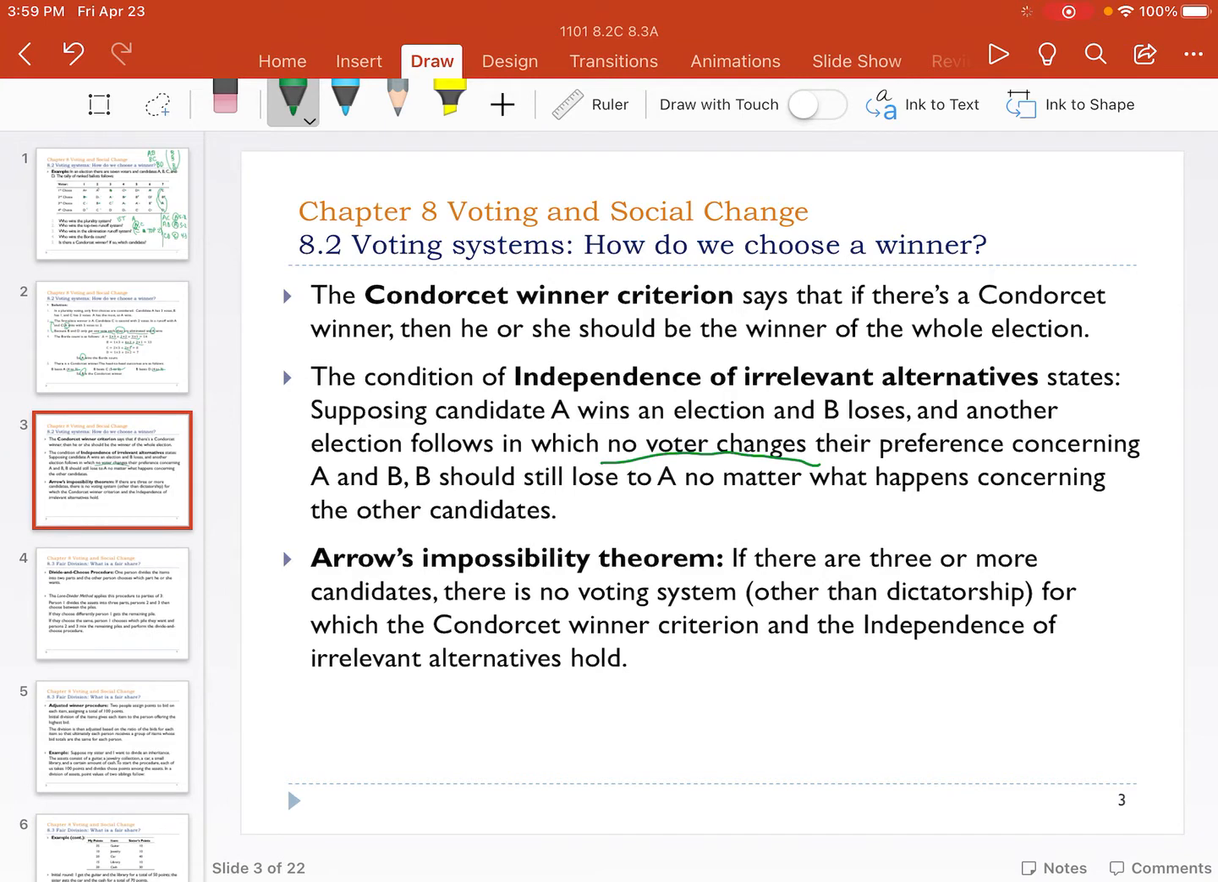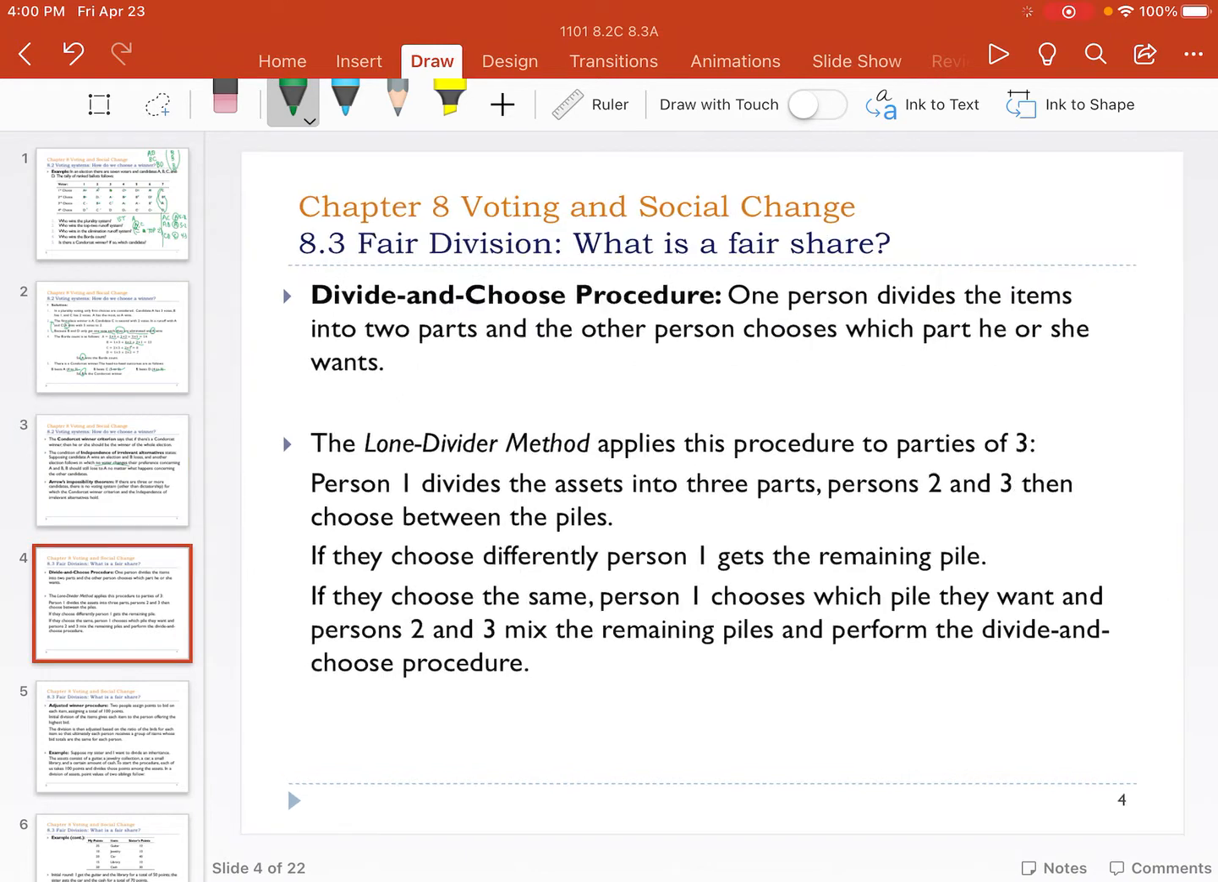They do, however, show a bit of a paradox here at the end of 8.2, which we can get into when C comes along, and we'll bring that up later. And then Arrow's impossibility theorem, as we just hit the highlights of the end of this section. If there are 3 or more candidates, which is all we're talking about now, there's no voting system other than dictatorship for which the Condorcet winner criterion and the second postulate, the independence of irrelevant alternatives, hold. You can't get them both to work. It's very weird. But we'll have more to say about that another day. There it is on the slideshow.